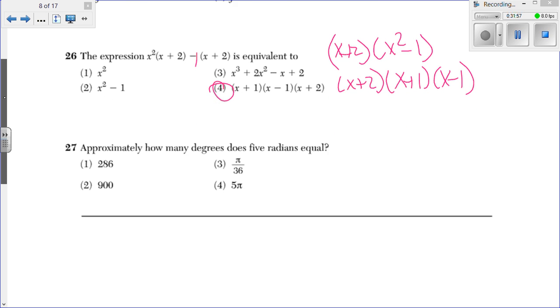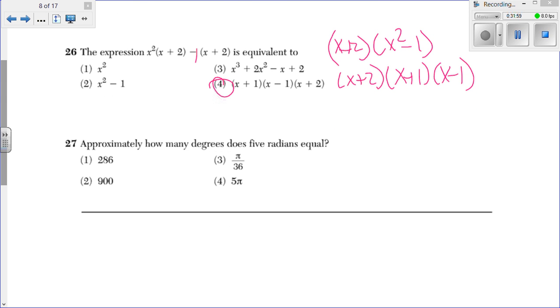Oh, last one for the multiple choice. Approximately how many degrees does 5 radians equal? Well, for 5 radians, I'm going to multiply by 180 over pi to figure out how many degrees that is. So 5 times 180, and that is 900 divided by pi.